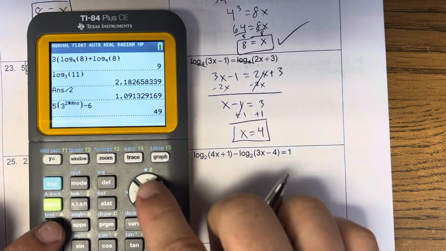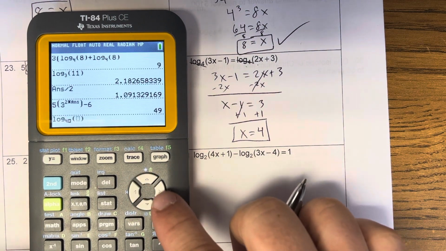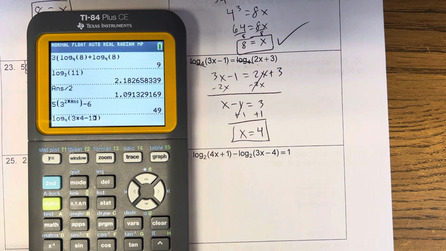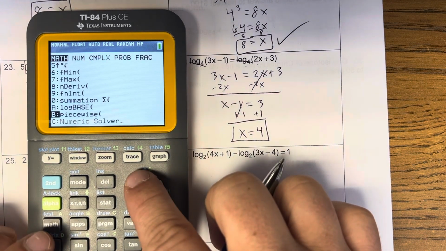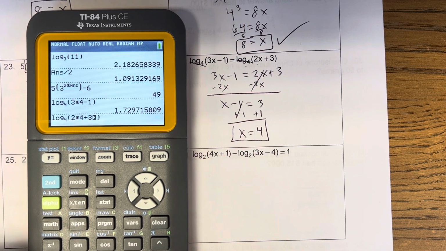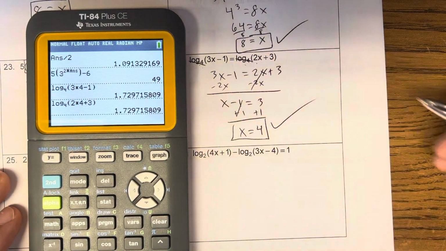So on the left side, we're going to have log base 4 of 3 times 4 minus 1. And on the right side, we've got log base 4 of 2 times 4 plus 3. They both get the same thing. It checks.